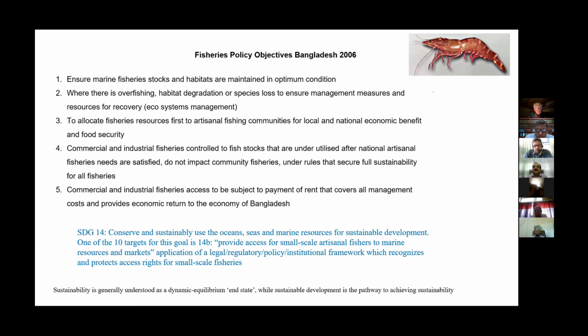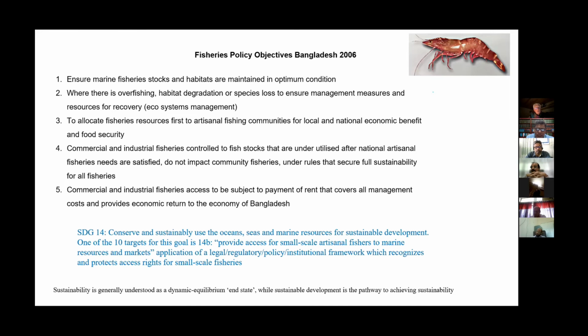This is a most important policy decision, which should be informing how necessary rules are enforced at the current time and what licenses are made available in both artisanal and industrial sectors. The fourth point, commercial and industrial fisheries to be controlled to fish stocks that are underutilized after national artisanal fisheries needs are satisfied, so that they do not impact community fisheries under rules that secure full sustainability for all fisheries.